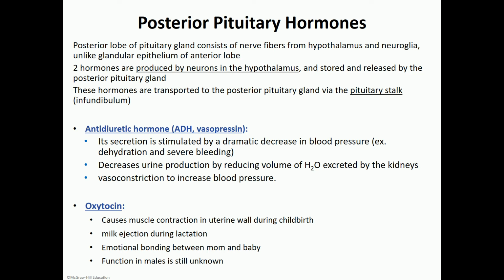Now, the second hormone is oxytocin, and that causes contractions of the uterine wall during childbirth. It also contracts the smooth muscles in the mammary glands to eject the milk during lactation. It's also the hormone of emotional bonding between mom and baby. And again, the function of it in males is not known yet. It is thought, though, that it is also responsible for that emotional bonding between dad and baby.